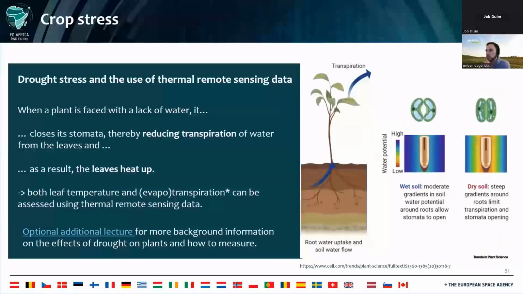Something I haven't really talked about yet is the use of thermal remote sensing data. I'm not going to go into too much detail, but just know that these thermal sensors measure the temperature of your crop, and the temperature of your crop is highly correlated with the transpiration rate, and hence the drought stress that crop is experiencing. So there's a link here to more information on how that works. But just know that by measuring the temperature of the crop, we can determine drought stress in pretty high detail, and also before you actually notice that something is going wrong on the field with the naked eye, or based on the Sentinel-2 data.